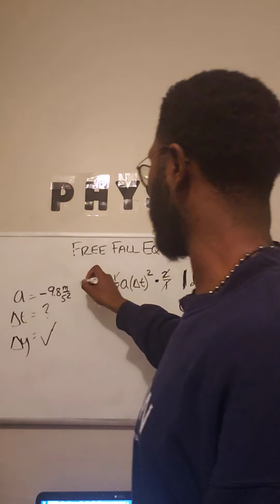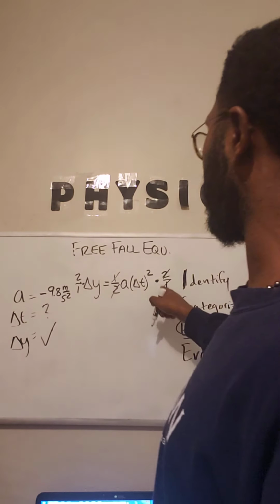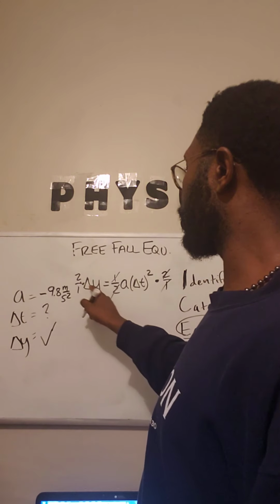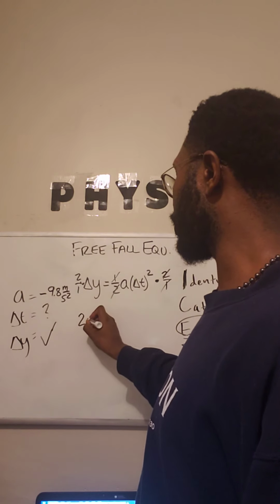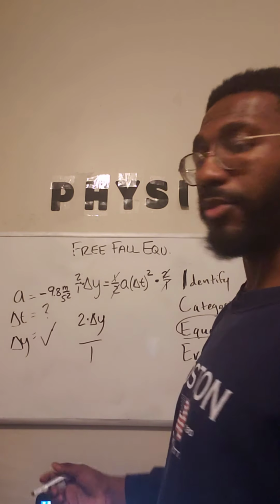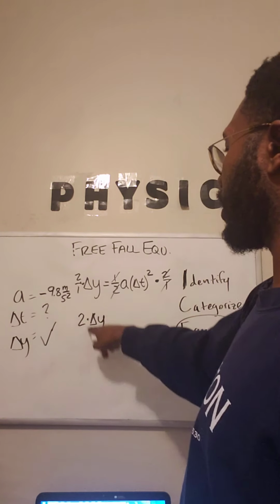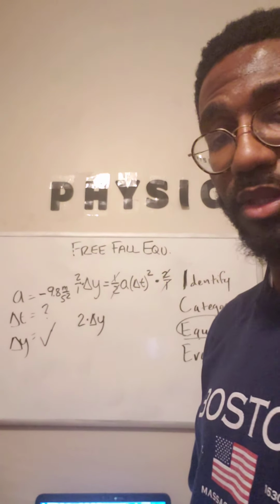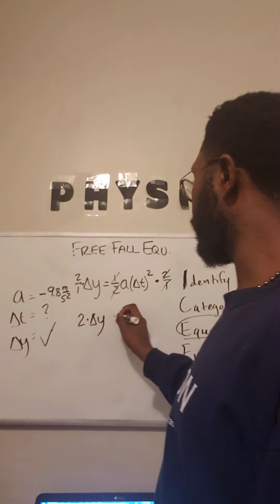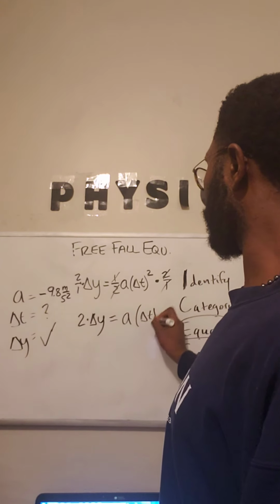And that means the same thing here. So whatever I do to one side, I do to the other side. So I multiply by 2 over 1 here. I multiply by 2 over 1 over here. So 2 over 1 times delta y, that's going to be 2 times delta y here. And I can say divided by 1, but again, anything divided by 1 is just going to be whatever was in the numerator. So 2 times delta y is just going to stay the same. Now I have a times delta t squared.